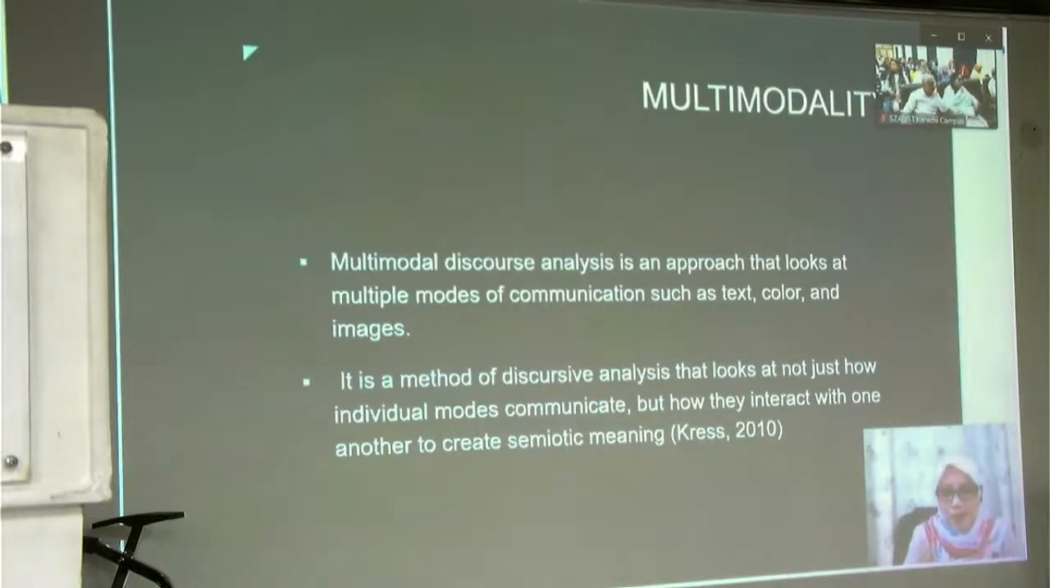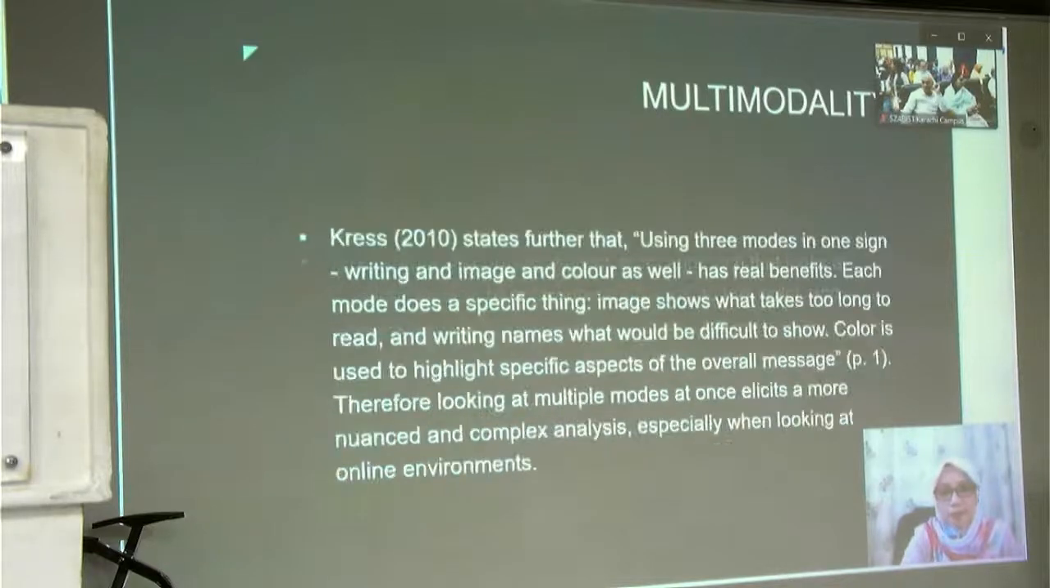So multimodal discourse analysis is more on qualitative data. It is a method of discursive analysis that looks not just at how individuals' modes communicate, but how they interact with one another to create semiotic meaning. This is by Kress, 2010. He also states that using three modes in one sign, writing and image and color as well, has real benefits.